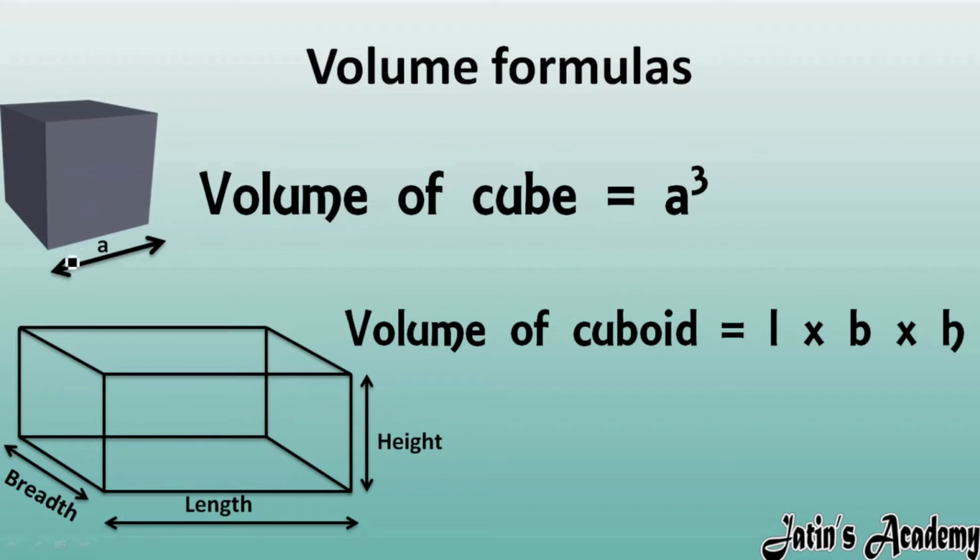This is a cube, and for example the side or the edge of this cube is A. So what is its volume? Volume of cube is side cube, that is A multiplied by A multiplied by A. It means we have to multiply the side 3 times, and we will get the volume. Next we have volume of cuboid. This is a cuboid, which has a length, a breadth and a height. So how to measure the volume of a cuboid? By using the formula length multiplied by breadth multiplied by height.